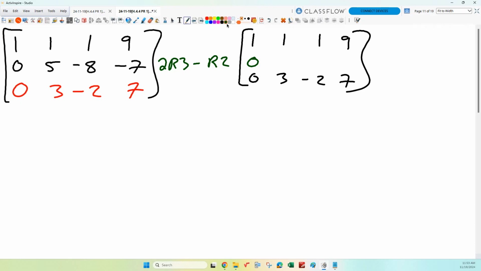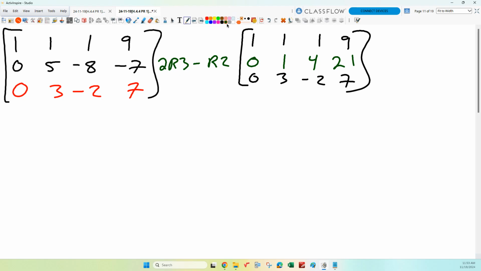Okay, so 2 times 3 minus 5 is, okay, 2 times negative 2 minus negative 8 is, so that gives us negative 4 plus 8, right? 2 times negative 2 is negative 4, minus negative 8 is plus 8. Negative 4 plus 8 is negative 4. No, what? Positive, oh, 4. Yeah, you're right. Okay, 2 times 7 is 14, minus negative 7 is plus another 7. Okay. That's better, isn't it?